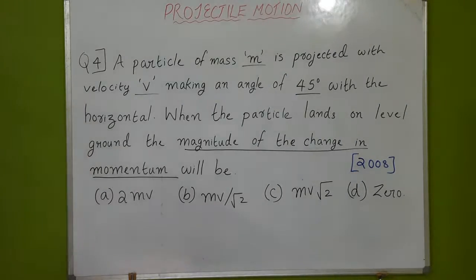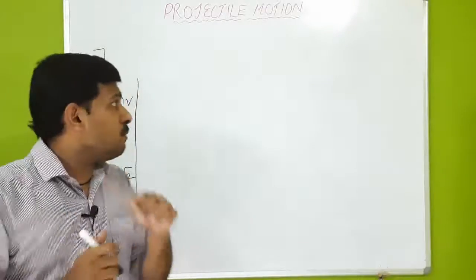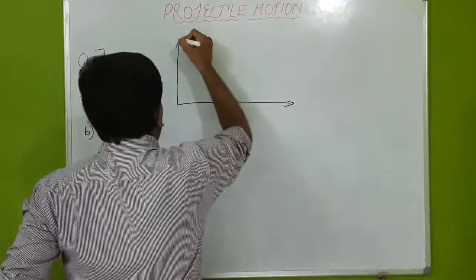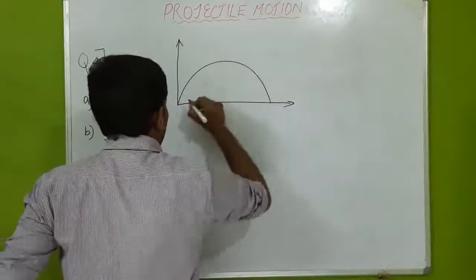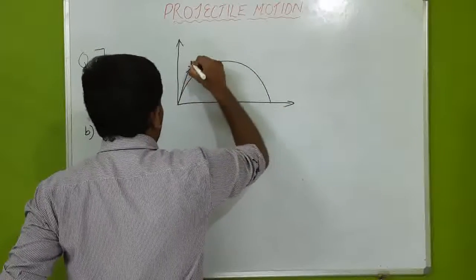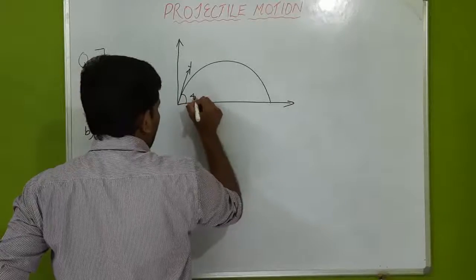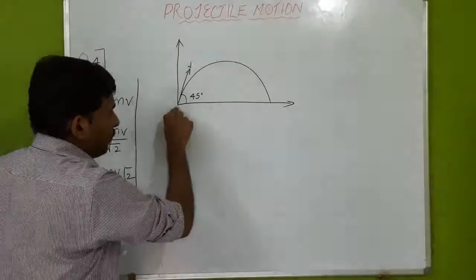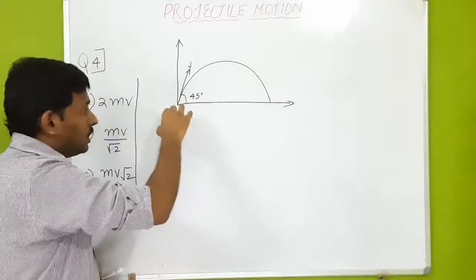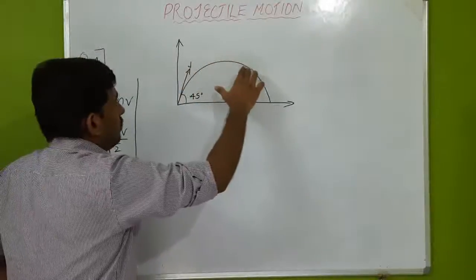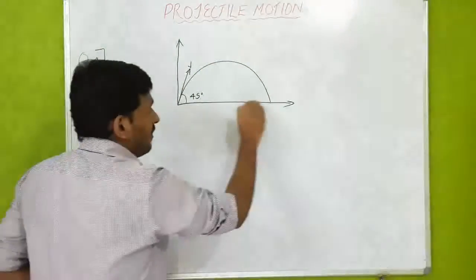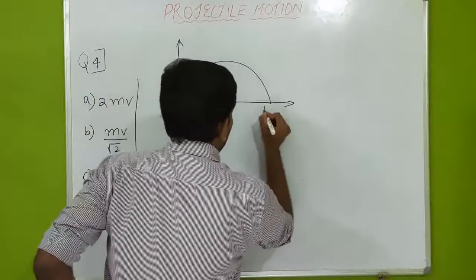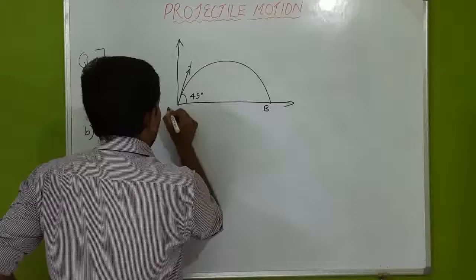We have to find the change in momentum. So we have a projectile motion here. It has an initial velocity v and the angle of projection theta is equal to 45 degree. So this is the point of projection, that is the initial point of the projectile motion, and finally it reaches this point, the point on the level ground. So this is the final point. This is point B and this is point A.